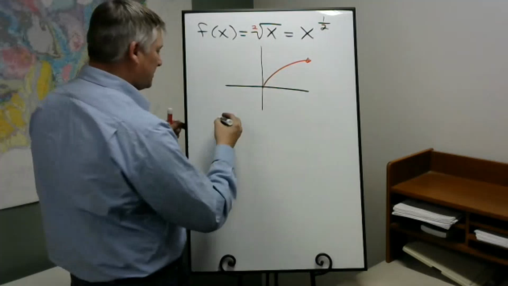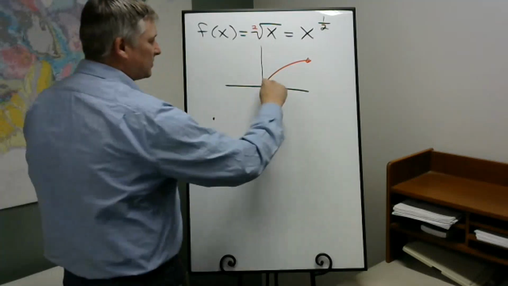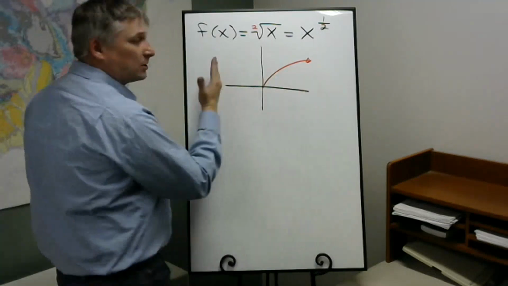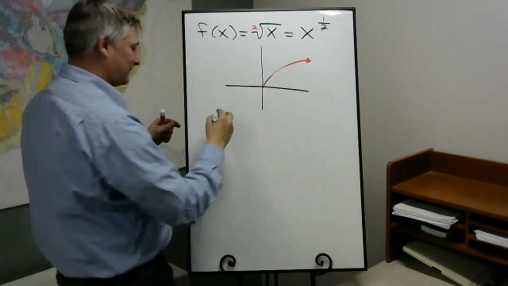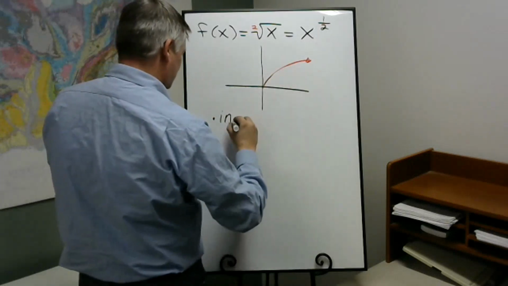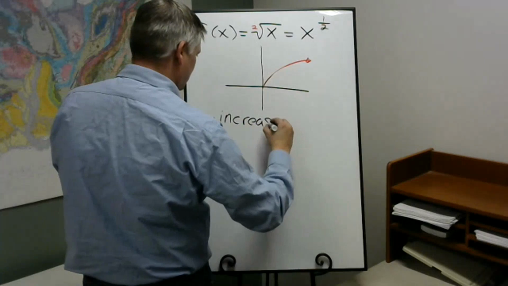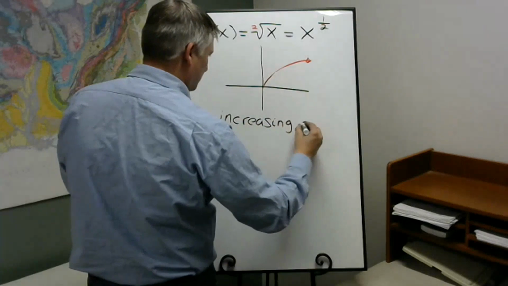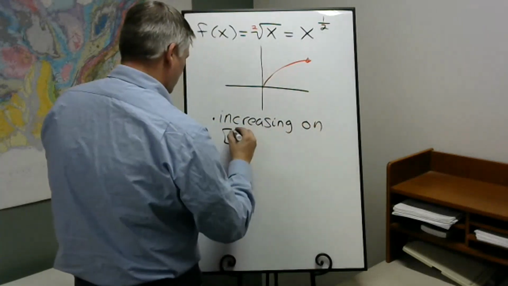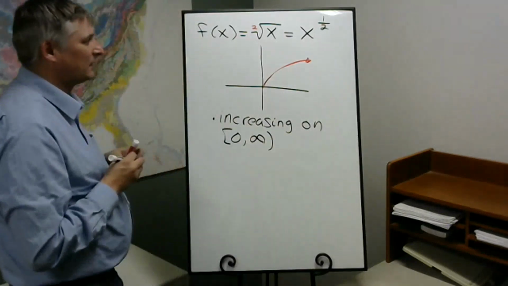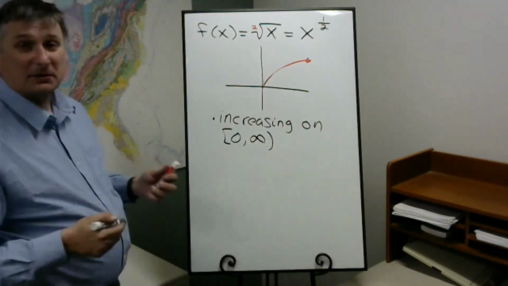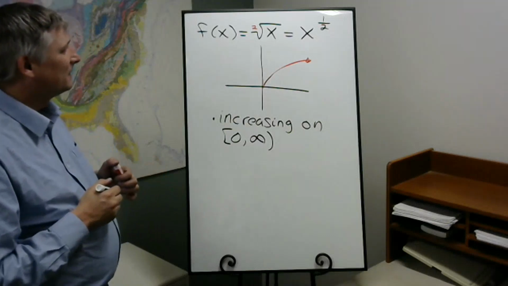So for increasing and decreasing, this function is always increasing. Again, as we go from left to right, it's always getting higher and higher. And then that's going to be it.